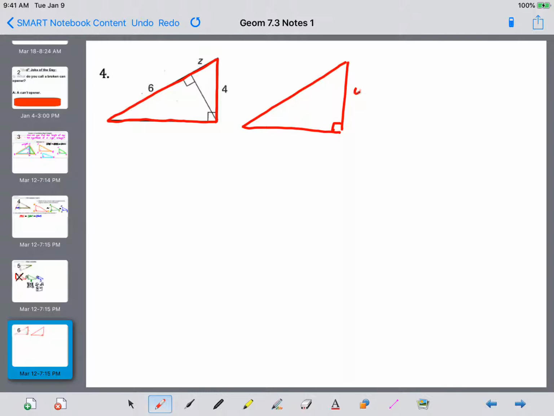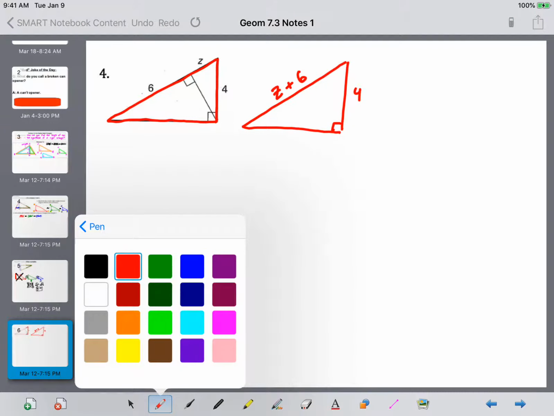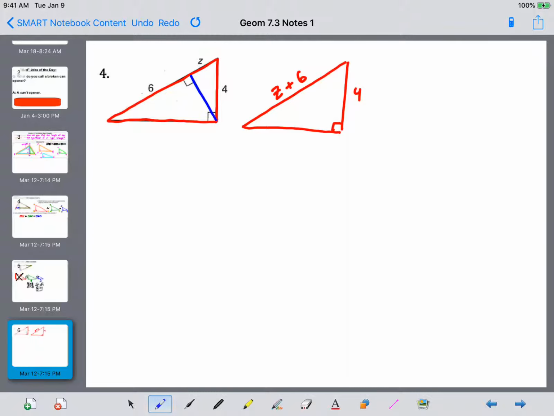So now this is 4. And this entire side is actually these 2 added together. All right, so this is going to be Z plus 6. Okay, so we just add the Z and the 6 together. Okay, and now we have this triangle, the medium one, right here. So I'm going to flip that so that it is in the same orientation as this first one. So here's the right angle in the lower right.